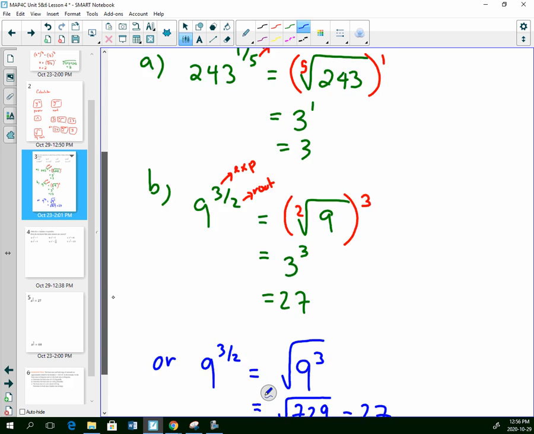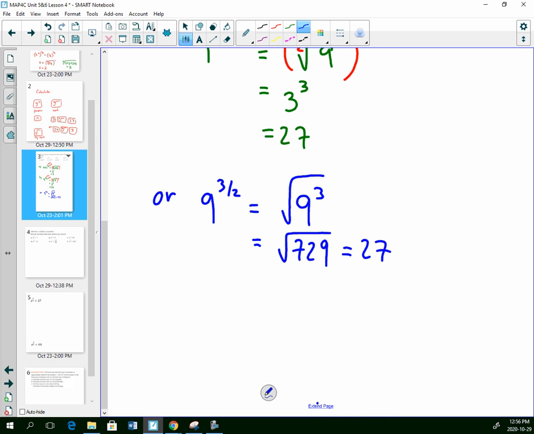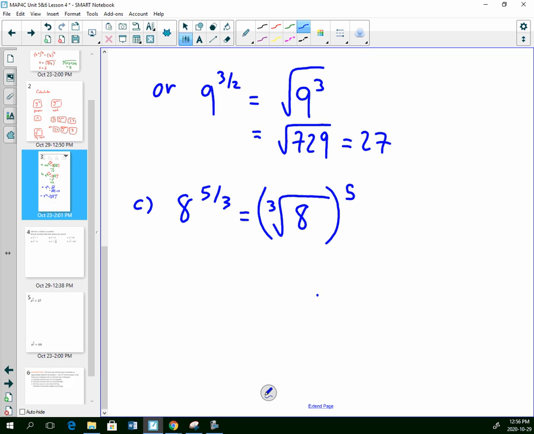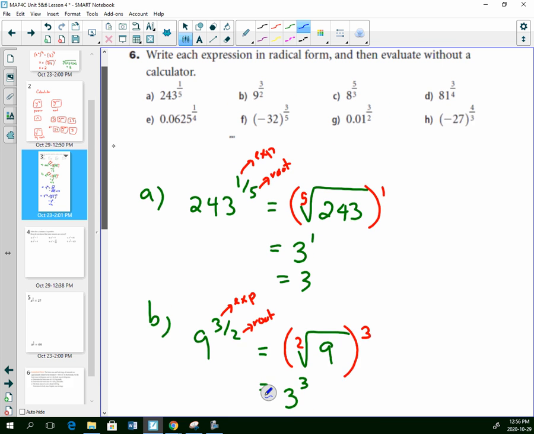Okay, so 8 to the 5 over 3. So the fraction means it's a root. 8 goes inside. 3 is the kind of root. And then after that, we're going to power 5. So the third root of 8 is 2. And then 2 to the power 5 is 32. Okay, so they're not that hard to do, especially if you have a calculator.